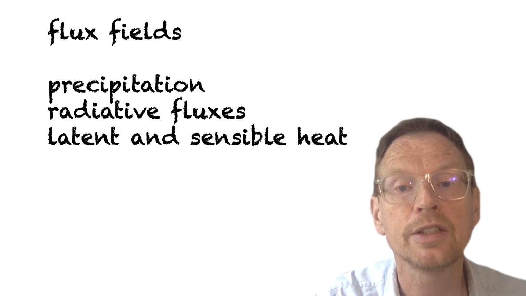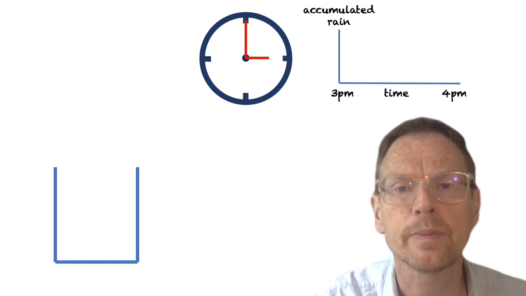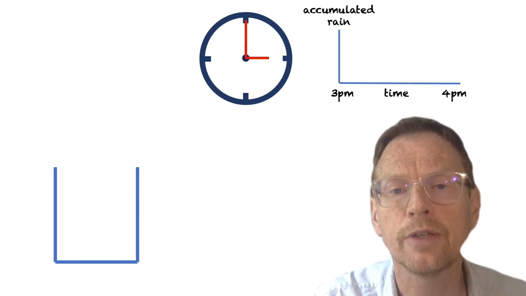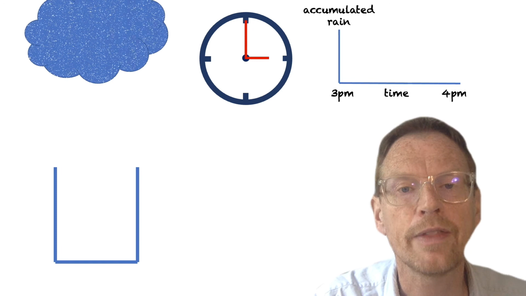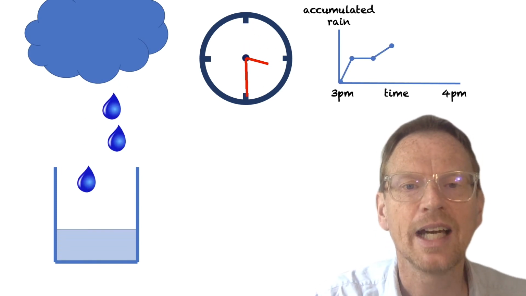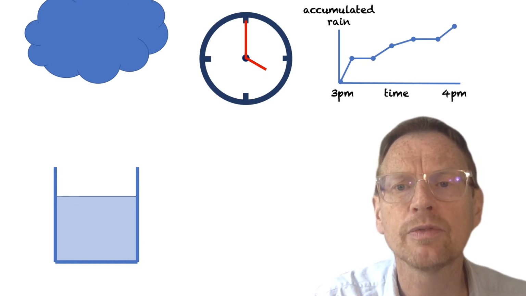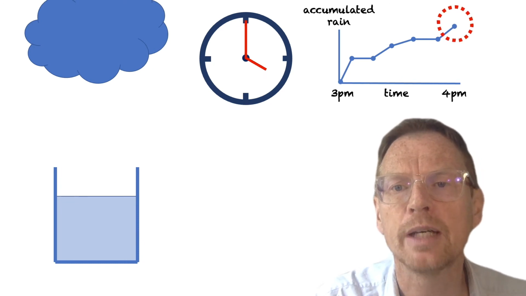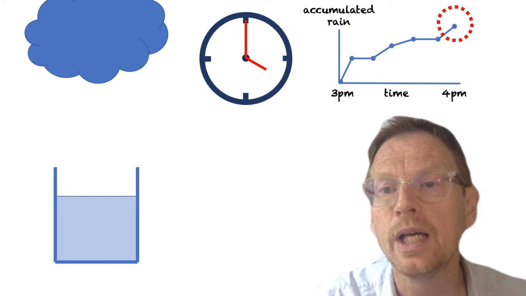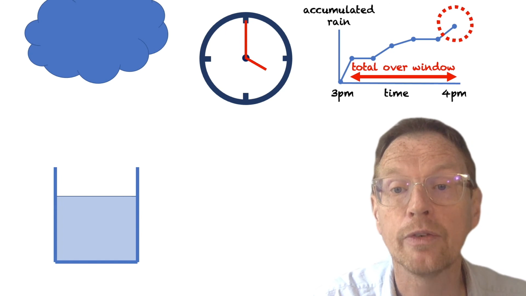Now I can illustrate this with a very simple cartoon. Let's imagine we have a bucket, it's 3 o'clock in the afternoon, and then a cloud appears above our bucket, that's over our grid cell, and it starts to rain. So we can record the amount of rain over the period of time. And so we can see that this value at 4 p.m. is actually the total over the hourly window from 3 p.m.